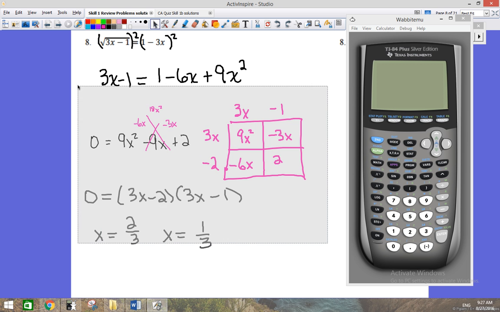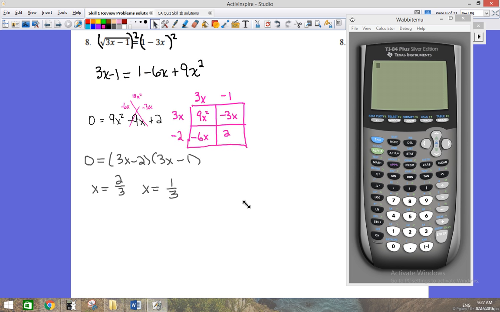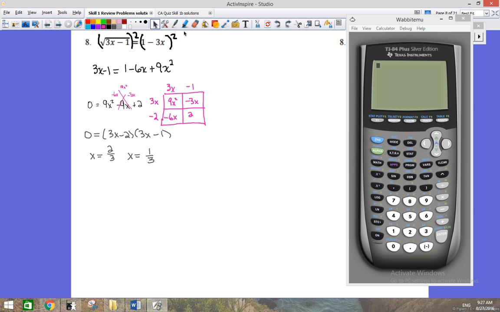Now let's check these and see. Remember, right now I'm not ready to say that they're my solution yet. I want to check them. I can do that in the calculator. On the left hand side, we're taking the square root of 3 times this 2/3.